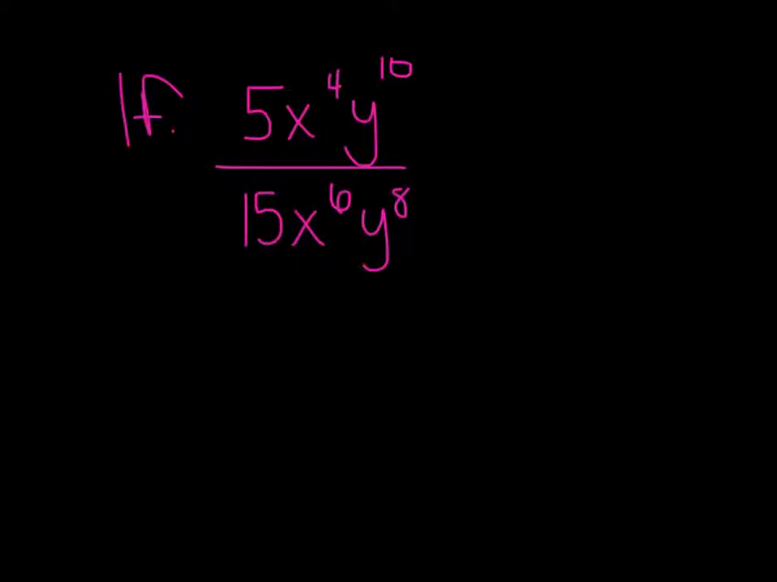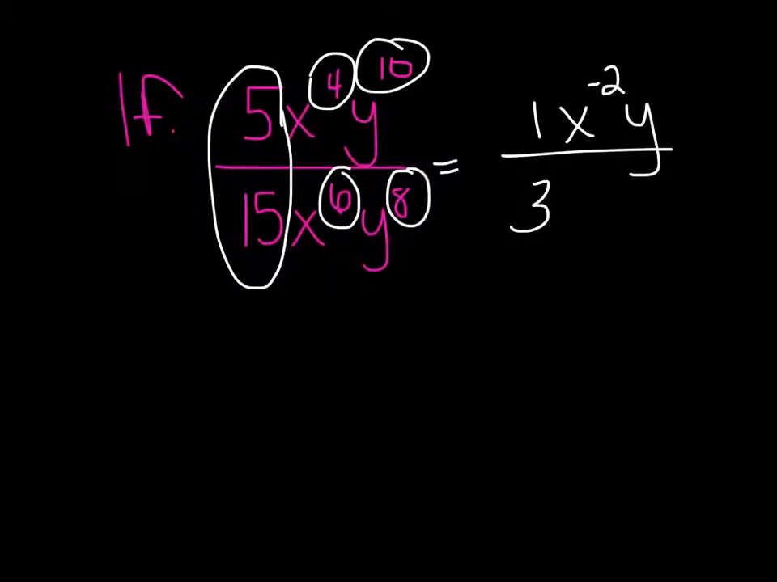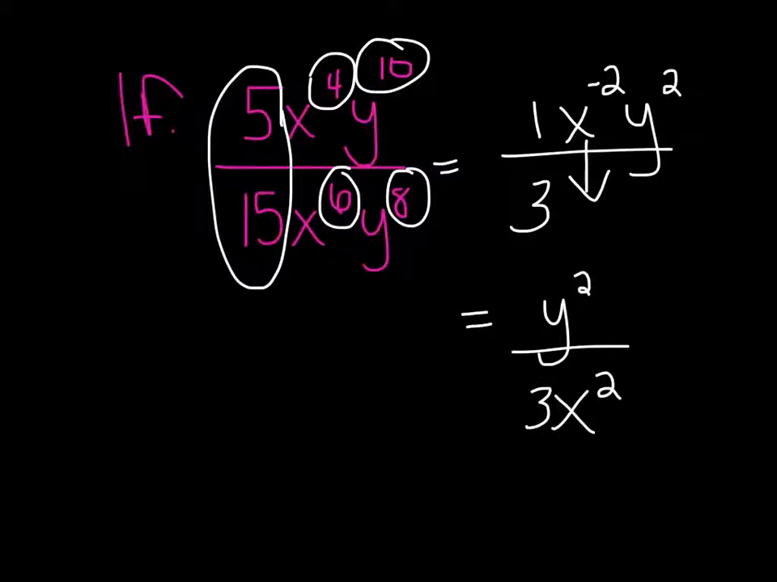On f, we're going to start with our coefficients. We're going to simplify 5 over 15, which simplifies to 1 over 3. And then we're going to take care of our x's and y's. We're going to subtract 4 minus 6, which is negative 2, and 10 minus 8, which is positive 2. And then we're going to kick this x to the negative 2 downstairs. So we're going to be left with y squared upstairs and 3x squared downstairs.